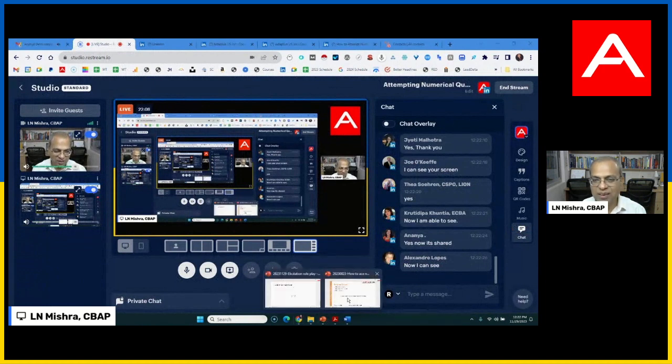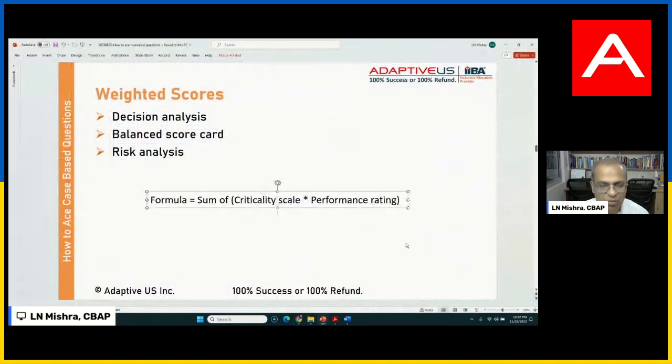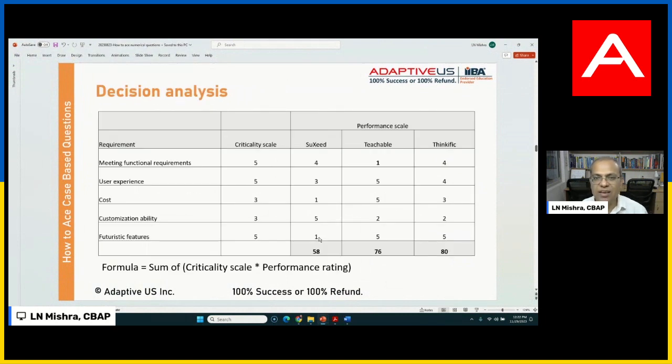Okay, so back to our topic, and I was talking about this particular formula. Keep this formula written down somewhere. It will be very helpful for many techniques. I'll start with the technique which is decision analysis. For example, I have just put one decision analysis example of looking for the right LMS for adaptive. We were looking at a homegrown tool called Succeed. Then there were two external LMSs that we considered, one called Teachable and one called Thinkific.